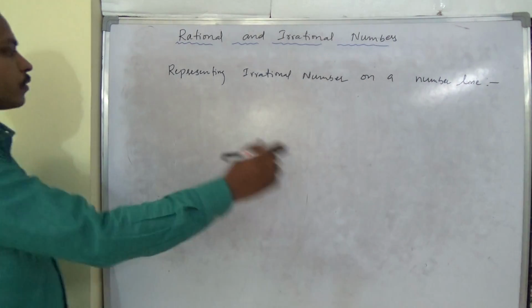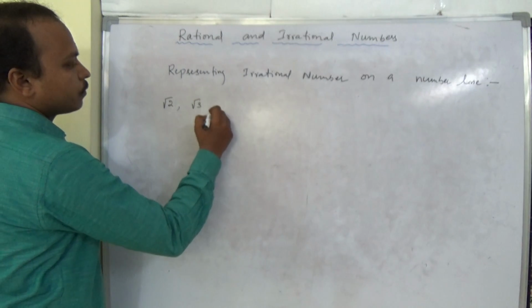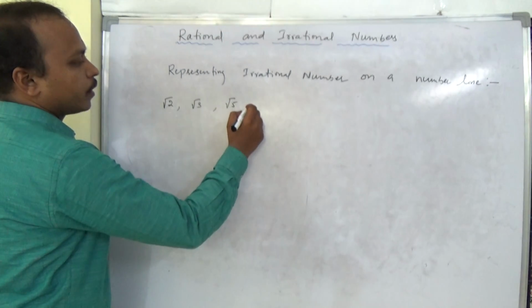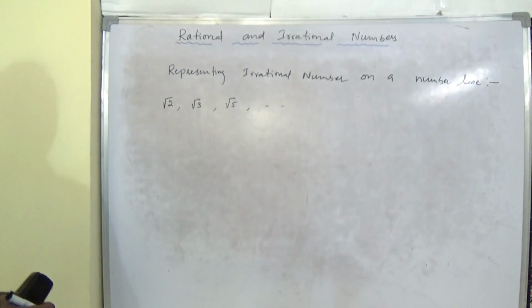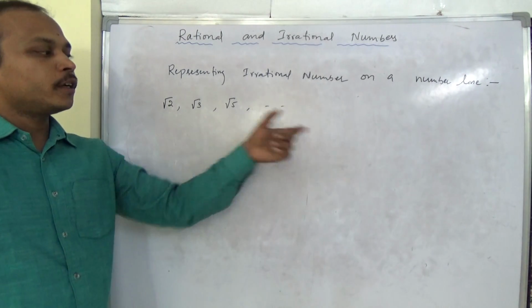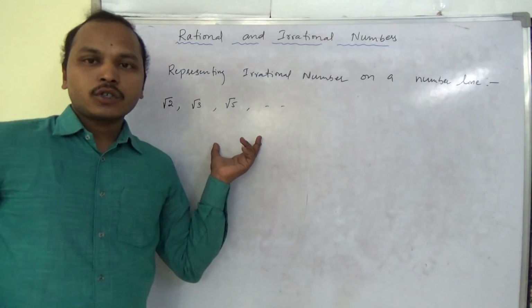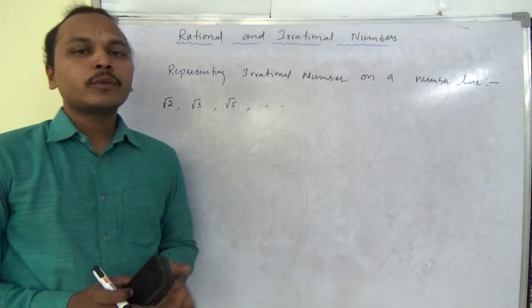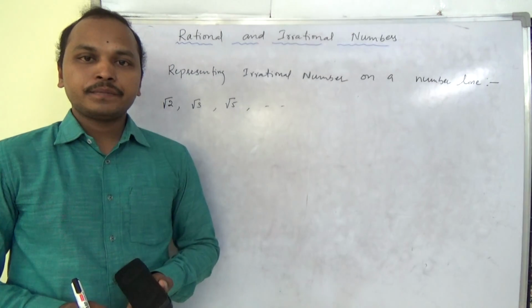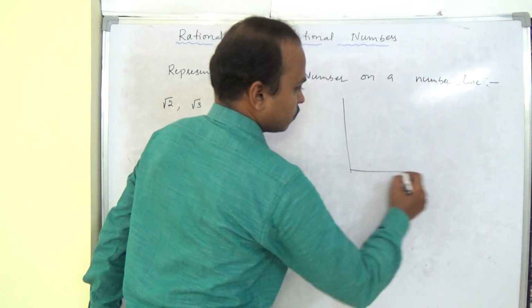First of all, for example, I am taking square root of 2, square root of 3, square root of 5 and so on. I need to represent root 2, root 3, root 5 on a number line. Before going into this topic, we should know about the Pythagoras theorem. Do you remember the Pythagoras theorem?